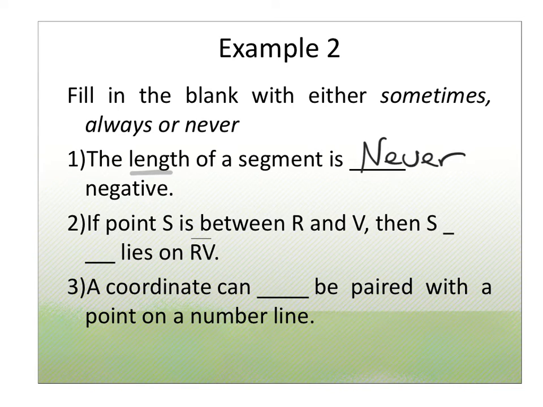So here, if point S is between R and V, then S blank lies on RV. So I could give myself a visual. If it's in between here, it will always lie on RV. Doesn't matter where it sits. Could be right in the middle, could be really close, but as soon as you see the word between, it's always going to be on that segment.